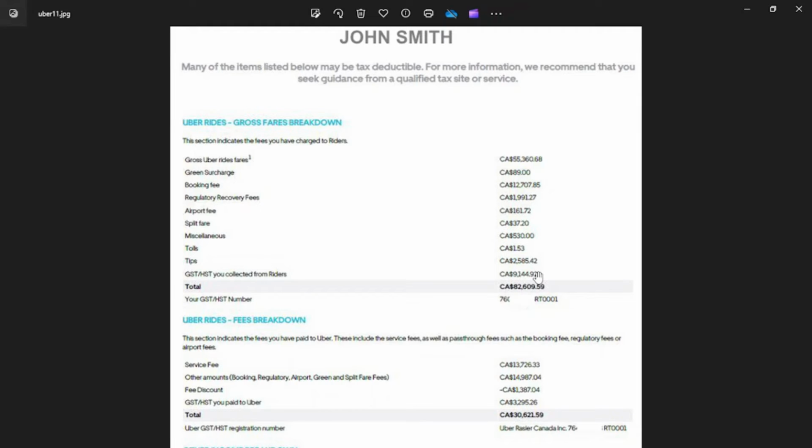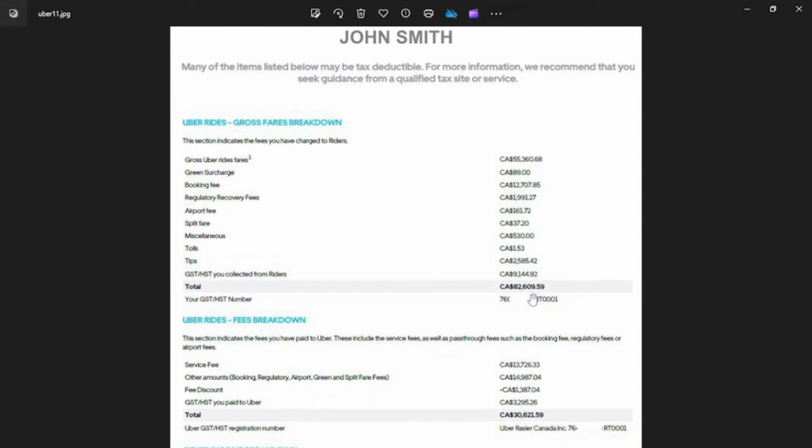The driver has to be registered for HST for doing rideshare, which means that he has to file his HST return as well. Monthly, quarterly, annual, that's a different thing, but for sure he has to file an HST return. You can watch my other videos for details on HST. But yes, the driver is required to file two types of tax returns. One is the income tax return and the other one is the HST return.